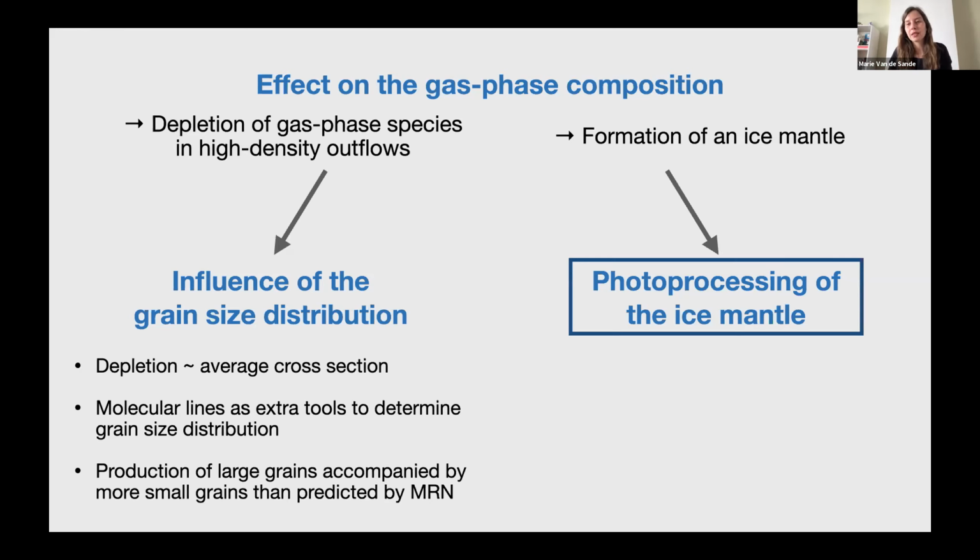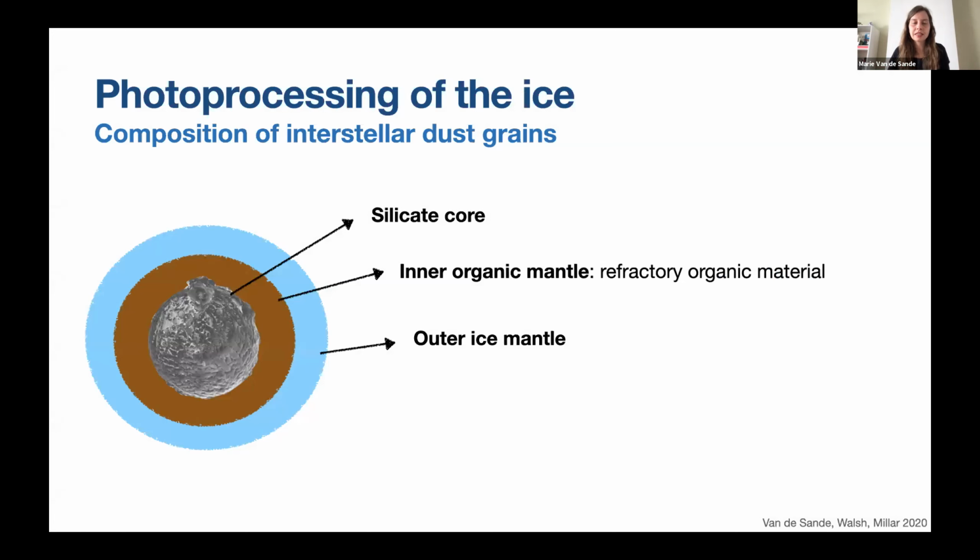And again, we're going to tackle this from an ISM-centric perspective, because interstellar dust grains are thought to have this layered structure of a silicate core surrounded by an inner organic mantle and then an outer ice mantle. The inner organic mantle is composed of refractory organic material, so aliphatic and aromatic carbon compounds. And these are thought to be formed through photoprocessing of interstellar ices, so baking the ice via UV rays.